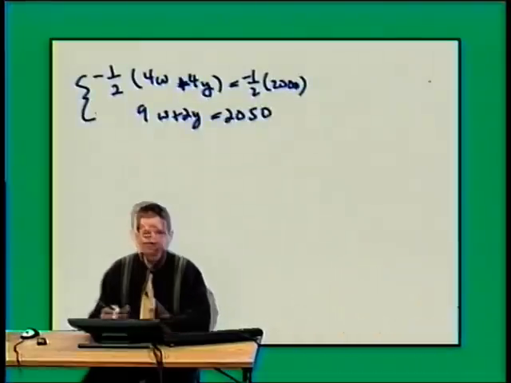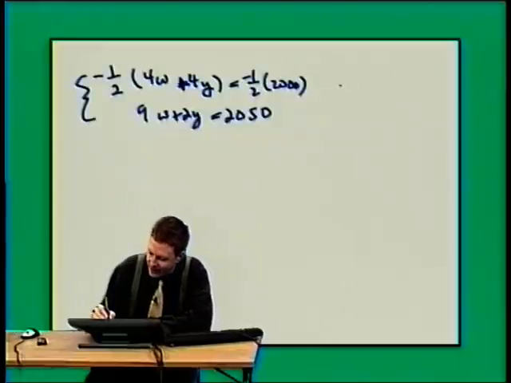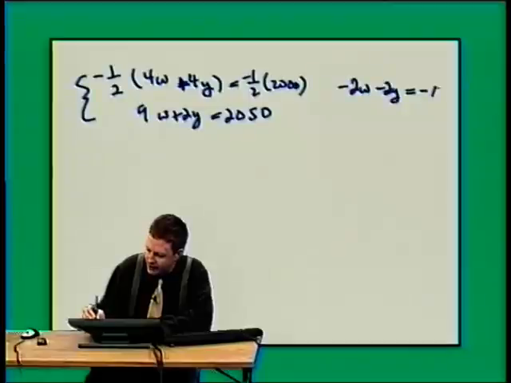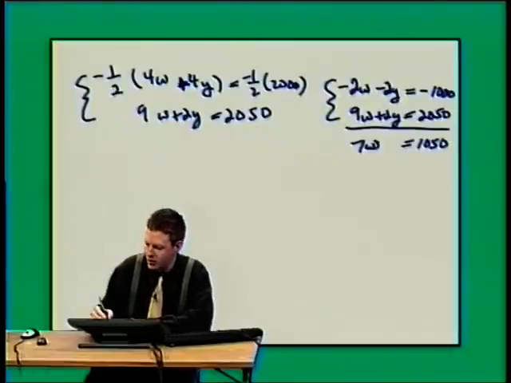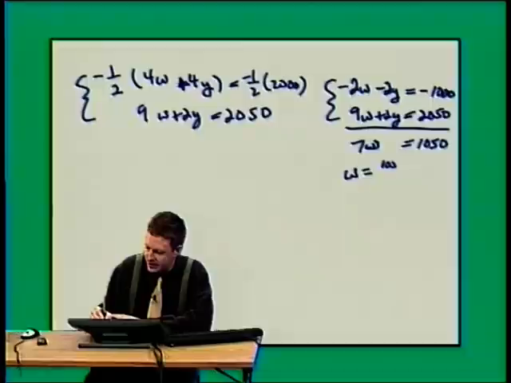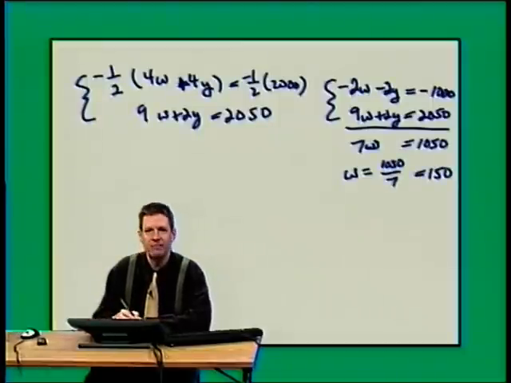So when I multiply both sides of the first equation by negative a half, I get negative 2w minus 2y equals negative 1,000. My second equation is 9w plus 2y equals 2,050. And voila, when I add the two sides together, y has been eliminated. So all I need to do is multiply both sides of the simplified equation by 1/7, which is the same as dividing by 7, and I see that W equals 150.